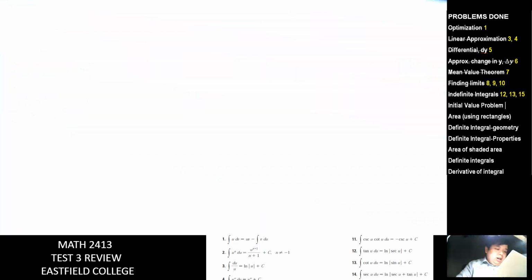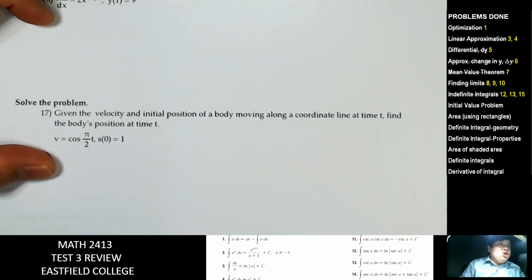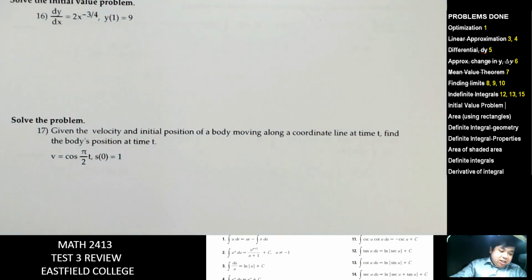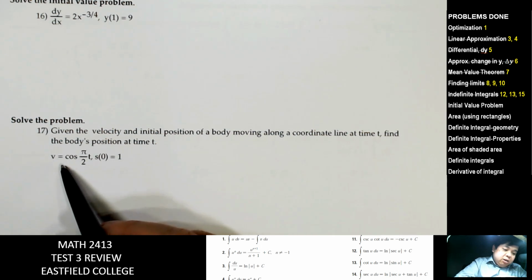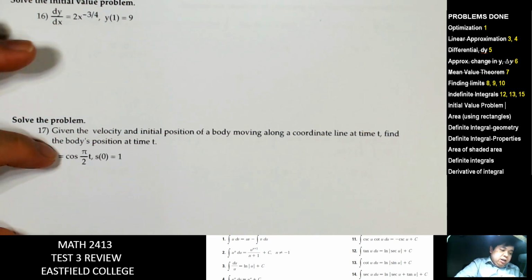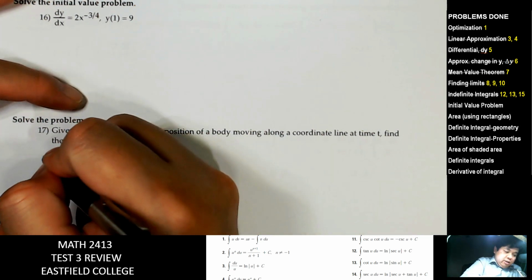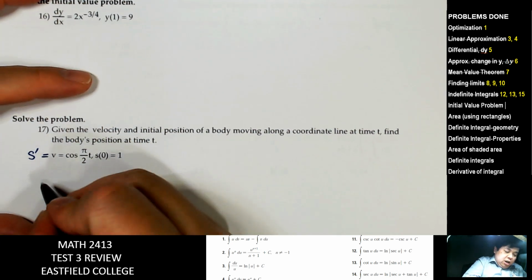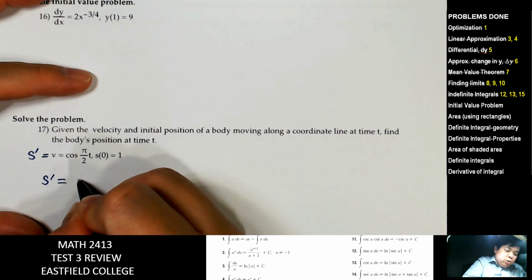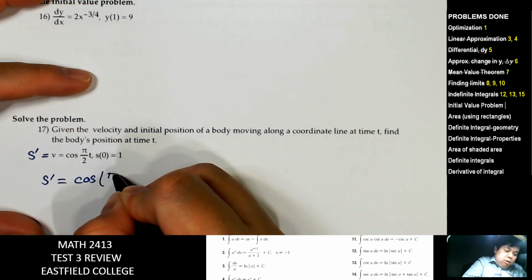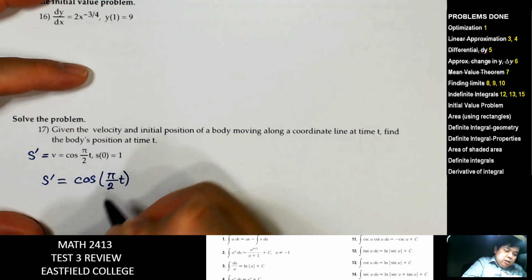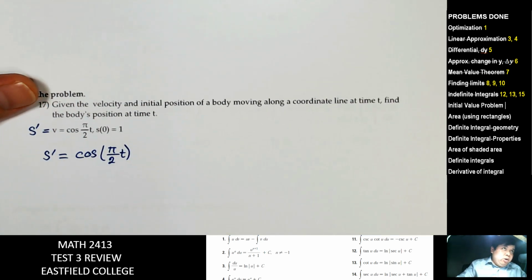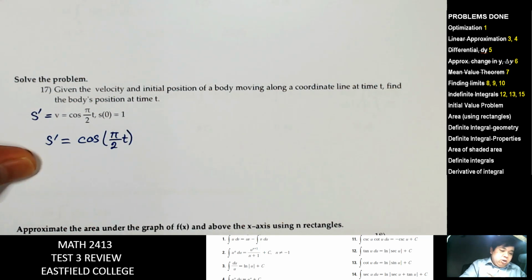Next we have initial value problem. Both of these are initial value problems. We have derivative equal to something. On number 17, v is the velocity, which is the derivative. Number 17 is that. So we have s prime equal to cosine of pi over 2 t. Right. Now this is the derivative. To undo the derivative, we do the integration.